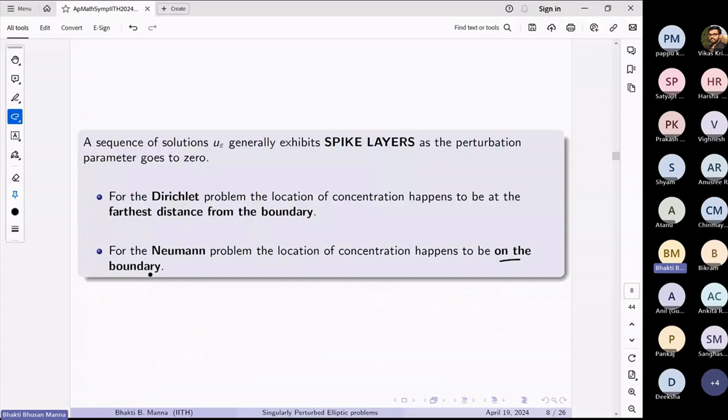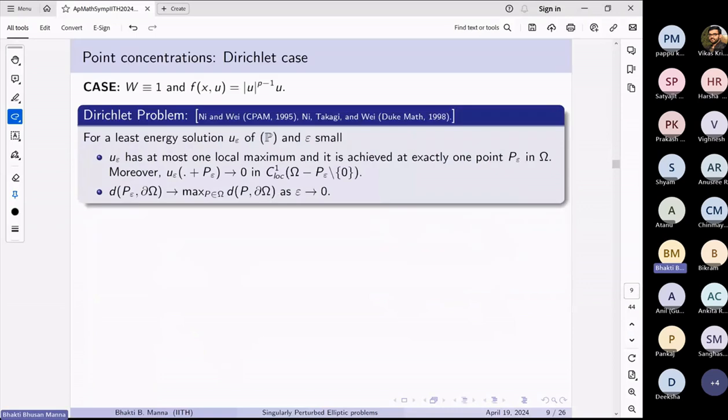It has been observed a long time ago in some remarkable papers. So this is the result for the Dirichlet case. In fact, this is the pioneering result that we have for the Dirichlet case.